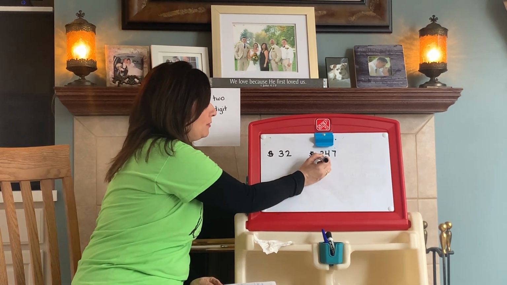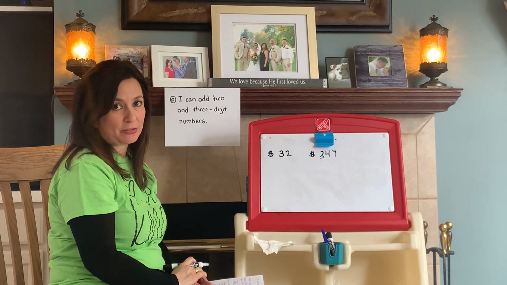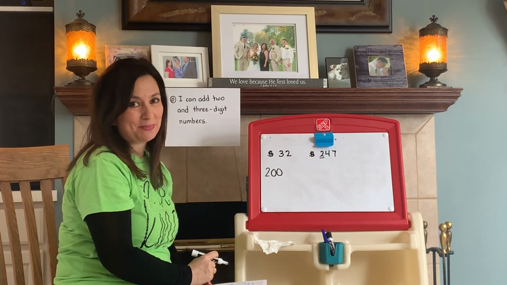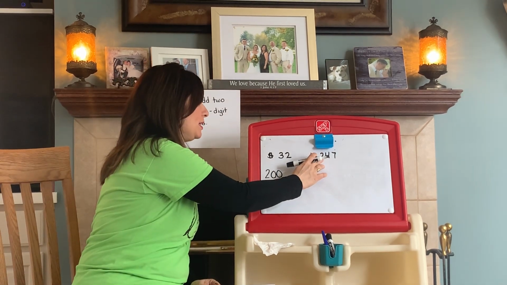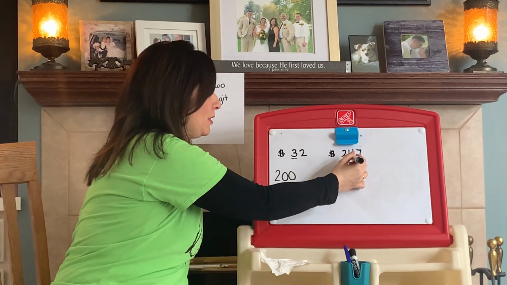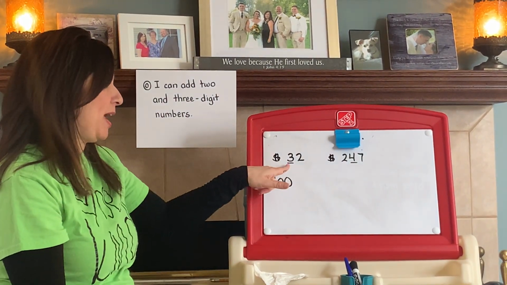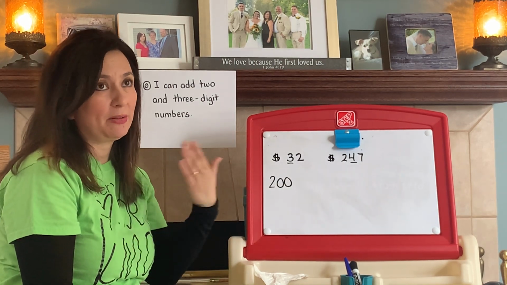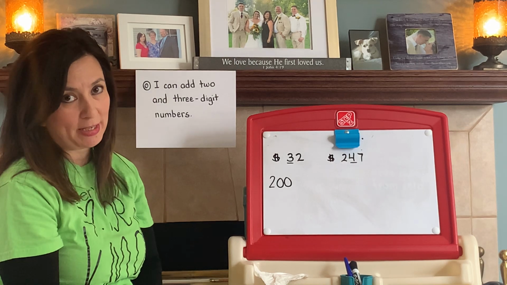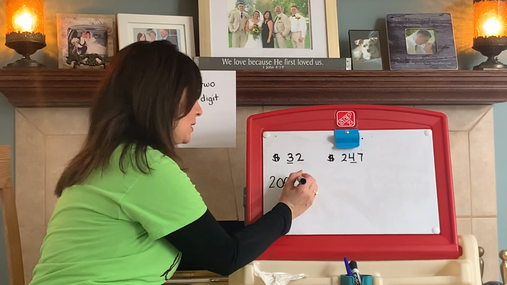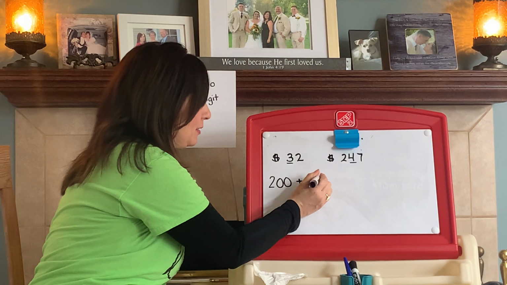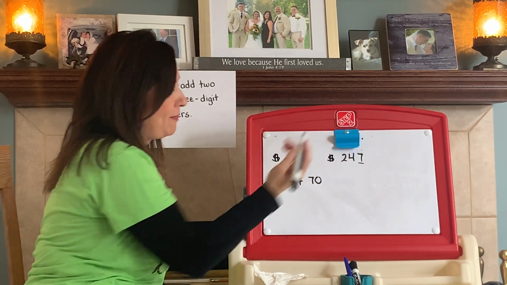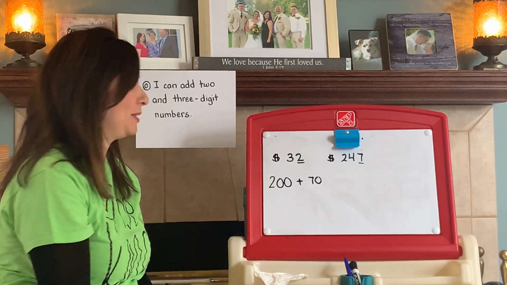So I'm going to ask myself, what is the value of the 2 in this hundreds place? I know the value of 2 hundreds is 200, right? Now I'm going to look at the tens. I have a 3 and a 4. I know the value is 30 and 40, right? Well, 3 plus 4 equals 7, then 30 plus 40 equals 70. So I'll write 70 here. Now I'm going to look at my ones. I have 2 and 7. 2 plus 7 equals 9.